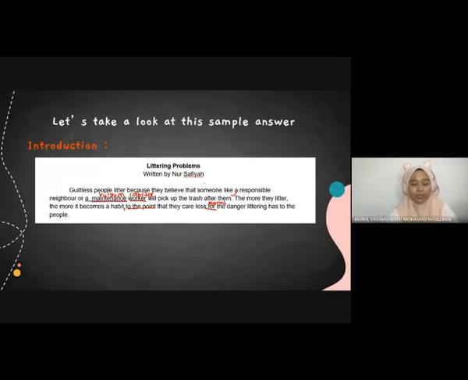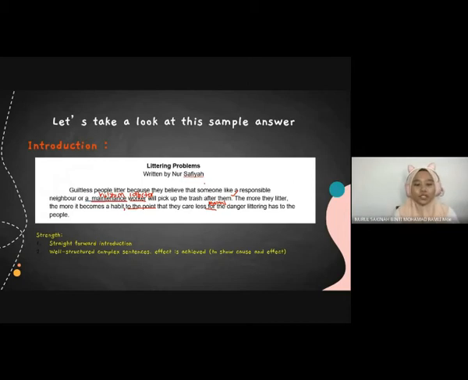So far, good. This introduction is fairly straightforward. The strength is that it is well structured, with a complex sentence. It shows cause and effect: the more they litter, the more it becomes a habit. It uses the more, the more to emphasize. To the point that they care less about the danger. So this is the effect.